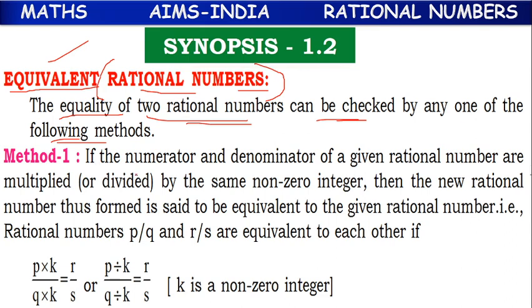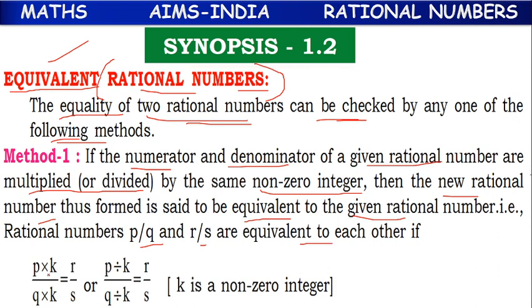So first method: if the numerator and denominator of a given rational number are multiplied or divided by the same non-zero integer, then the new rational number thus formed is said to be equivalent to the given rational number.